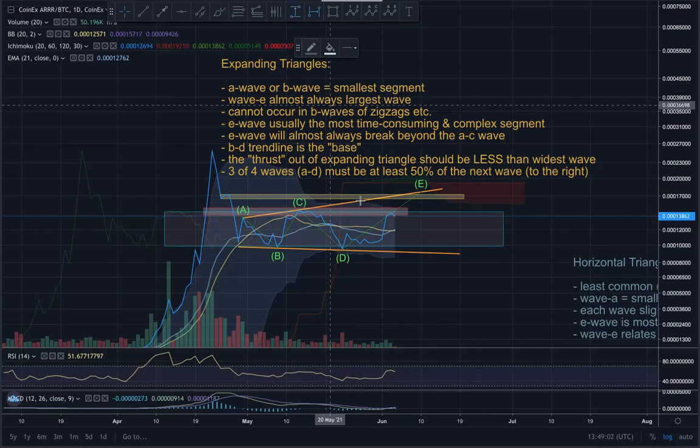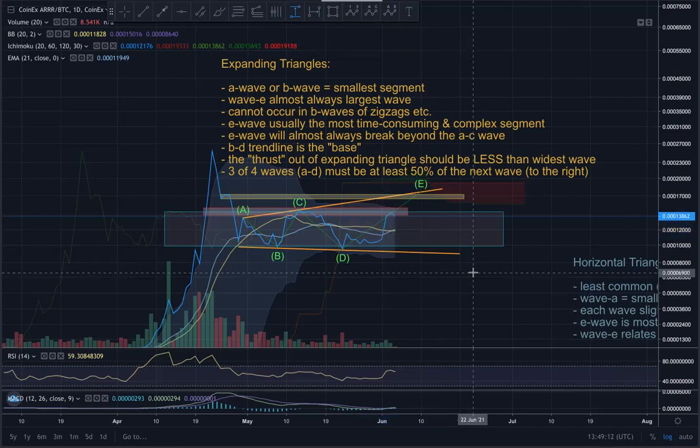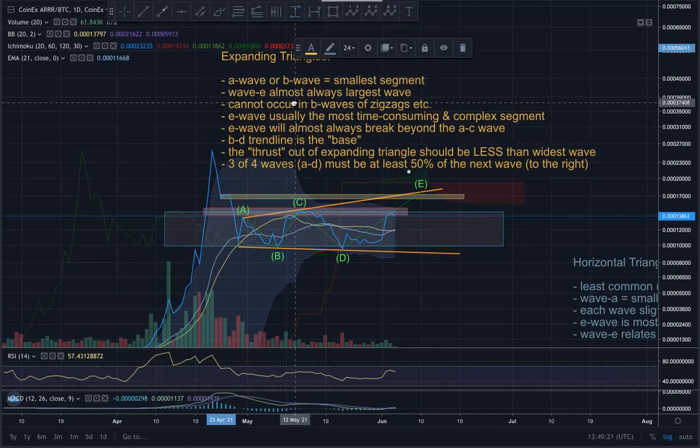The other thing is in price, and we can already see just visually that if it were to go from D to anywhere around here, that would be the highest amount of price movement in any direction, whether down or up. Okay, so that's cool. It can't occur in B waves of zigzags.